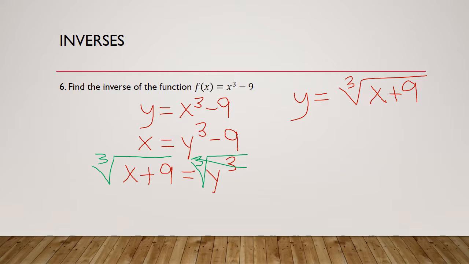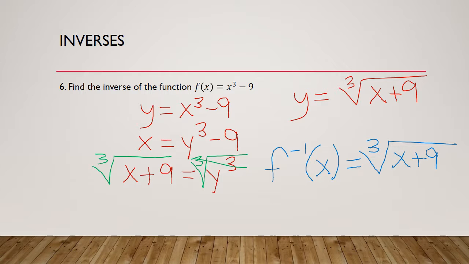Now you may be thinking, what about plus or minus? You only use plus or minus when you're taking an even root, like the square root or the fourth root or the sixth root. That's when you tack on a plus or minus. But with a cube root, you don't. So now the last step is to rewrite your function, but use inverse notation. So instead of writing y equals, I'm going to write f inverse of x equals cube root of x plus 9.